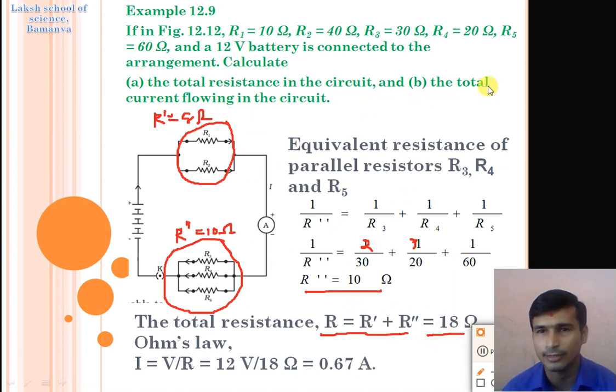Second question, the total current flowing through the circuit. We calculate it from Ohm's law: V is equal to IR, so I is equal to V divided by R. The potential difference is given to you, 12 volt, divided by the total resistance, 18 ohm. So 12 divided by 18, we get the answer 0.67 ampere. This is the answer to the second question: the total current passing through the circuit is 0.67 ampere.